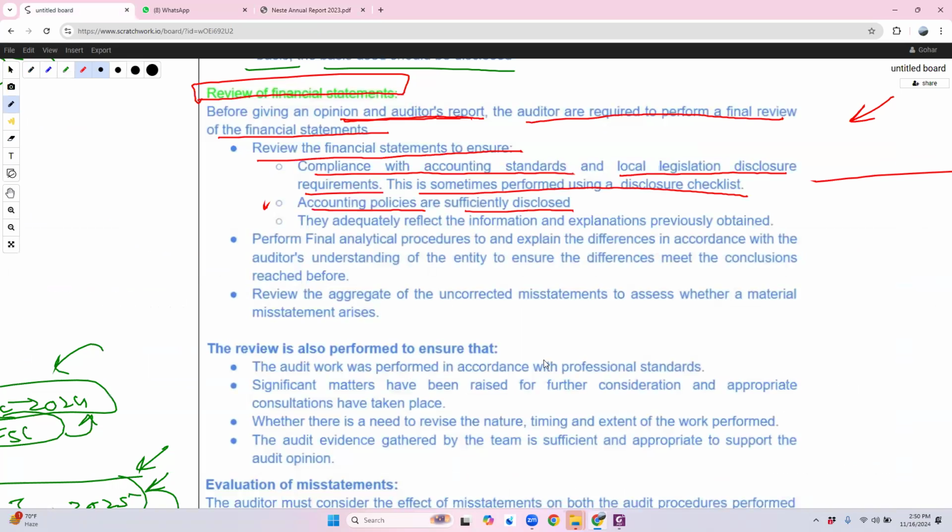Got it? So these are also disclosed. So an auditor will also check whether the accounting policies are sufficiently disclosed, everything has been properly explained or not, whichever is related to the financial statements.